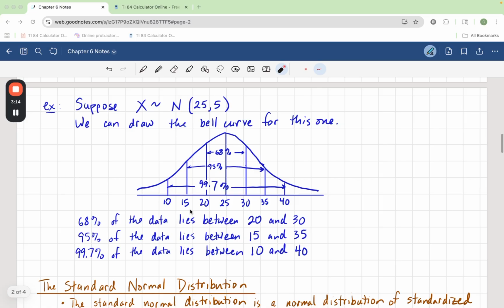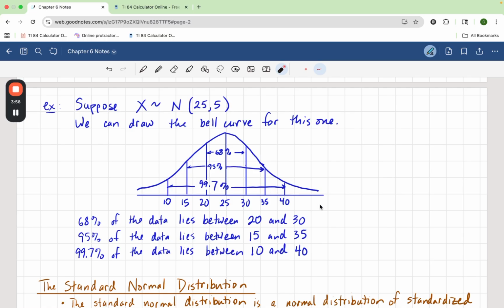So let's do an example. Suppose x is a random variable that's normally distributed with a mean of 25 and a standard deviation of 5. The 25 right there is your mean. The standard deviation is 5, so I subtract 5, I get 20, add 5, I get 30. That means 68% of the data is between 20 and 30. Then subtract one more standard deviation, add one more standard deviation. Now we're between 15 and 35, so 95% of the data is between 15 and 35. And then 99.7% of the data is between 10 and 40.